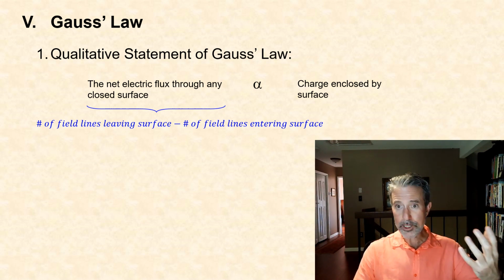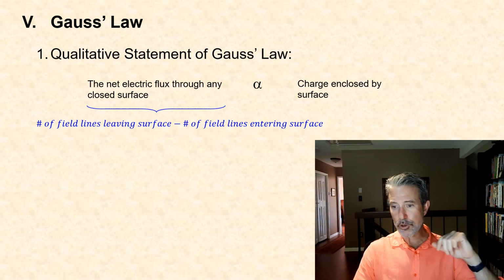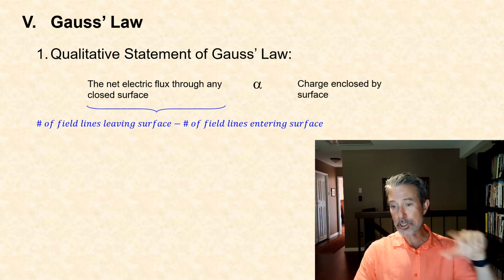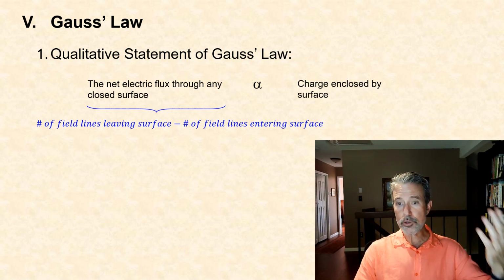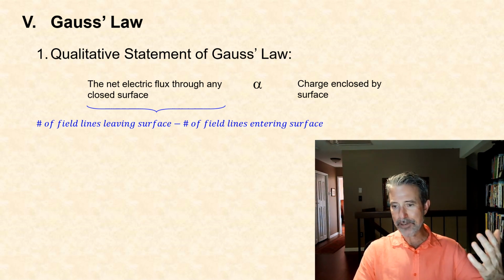If it was a positive charge that was enclosed by the surface, I should say a net positive charge, we would infer that more field lines would leave the surface than enter it. Why? Because we know that electric field lines start on positive charges and leave them. Whereas for the case of a net negative charge enclosed by the surface, the opposite would be true. We would infer that there would be more field lines entering the surface than leaving it.